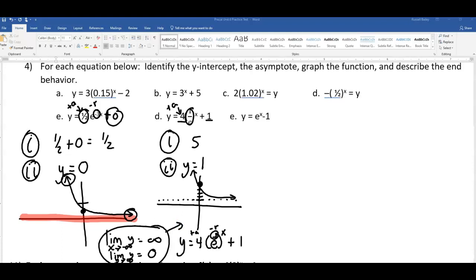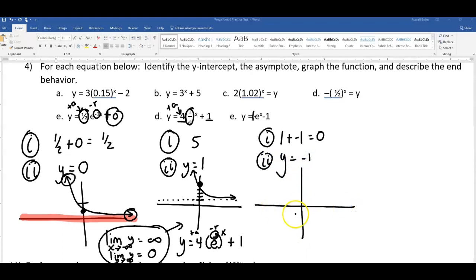Okay? Let's go ahead and take a look at part E. We're missing our a value, which means it's a 1. So my y-intercept is 1 plus c, which is a negative 1, and therefore it's 0. Horizontal asymptote is the c value. So let's draw this stuff. I've got my horizontal asymptote, I've got my y-intercept at 0, and we have a positive r value because there's nothing there, but you can assume that's a 1.